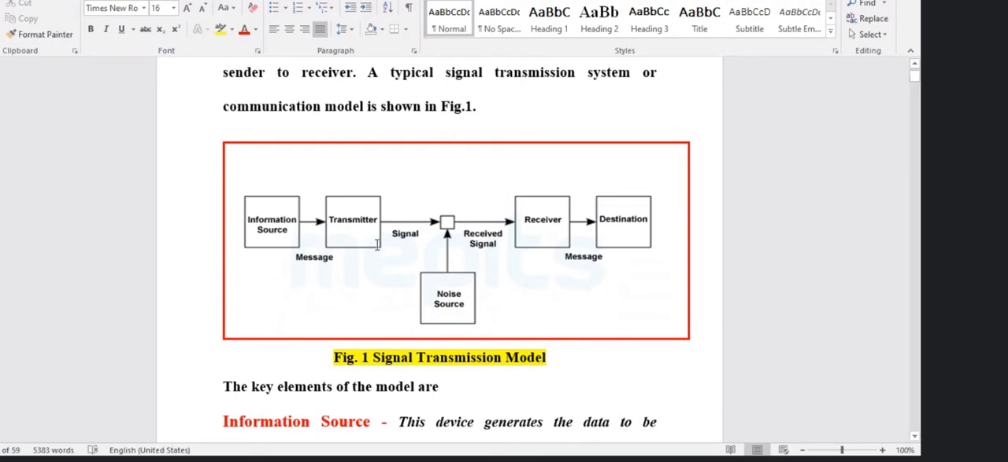And now, this message signal, from the diagram we have seen, is fed to the transmitter, and the transmitter modifies the signal for efficient transmission. Now this transmitter may be a modulator, or may be an encoder.